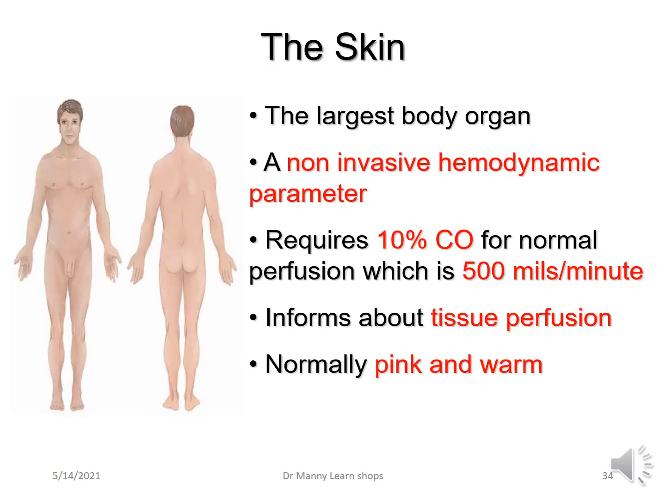So, remember, the skin is the largest body organ. It's a non-invasive hemodynamic parameter from my perspective, because the skin requires 10% of cardiac output for normal perfusion, which is about 500 mils per minute. So therefore, if anything happens to cardiac output, the skin as a non-vital organ will be affected immediately. And it informs you about tissue perfusion. Under normal circumstances, the skin is pink and warm, vasodilation. Under abnormal circumstances, where you have a problem with cardiac output, the skin will become vasoconstricted, cold or cool, pale and clammy.